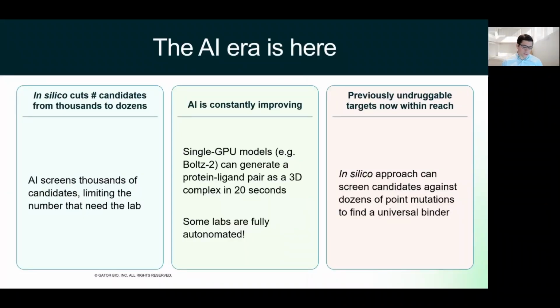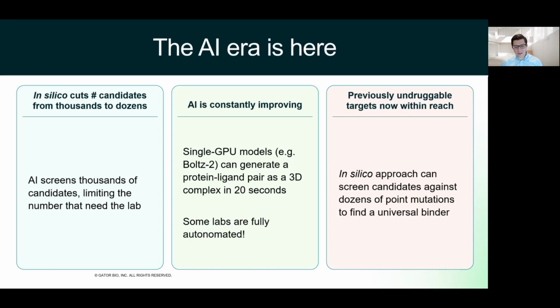As everyone watching this knows, the AI era in drug discovery and biopharmaceuticals is here. In silico approaches are able to cut the number of candidates that would need to be screened from the thousands of yesteryear down to dozens today. That means you're able to trim the fat and cut right to the candidates that matter, the ones that are more likely to work. And that is a revolution in the drug discovery space, in the biologicals space.